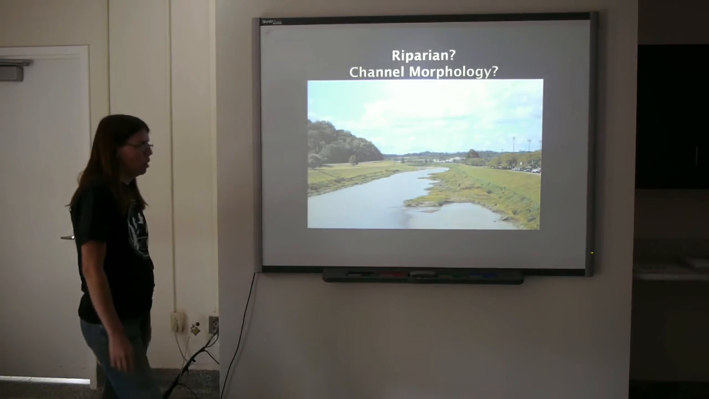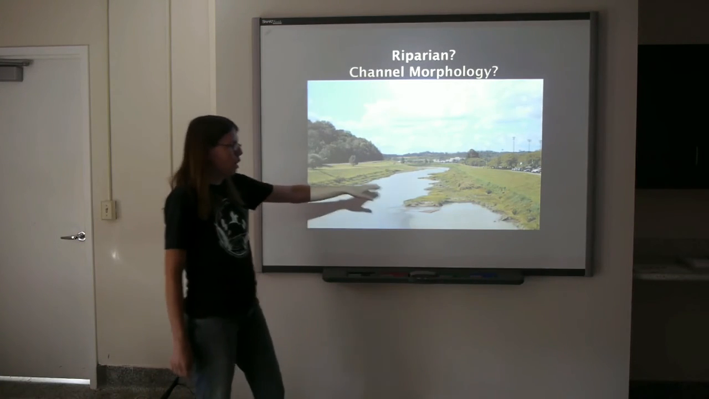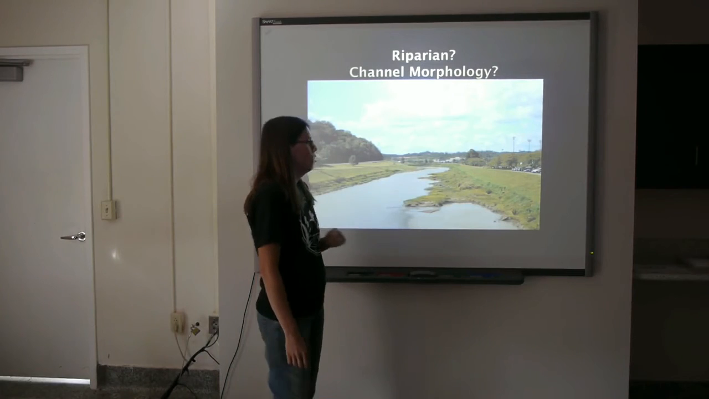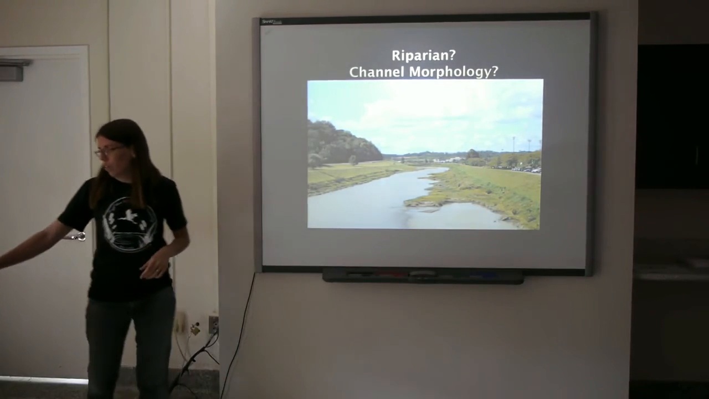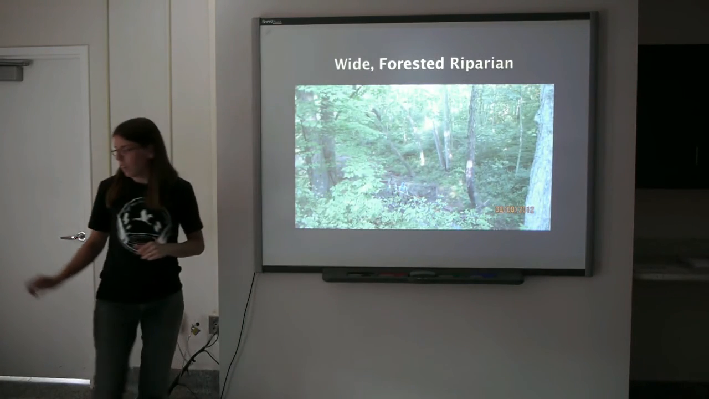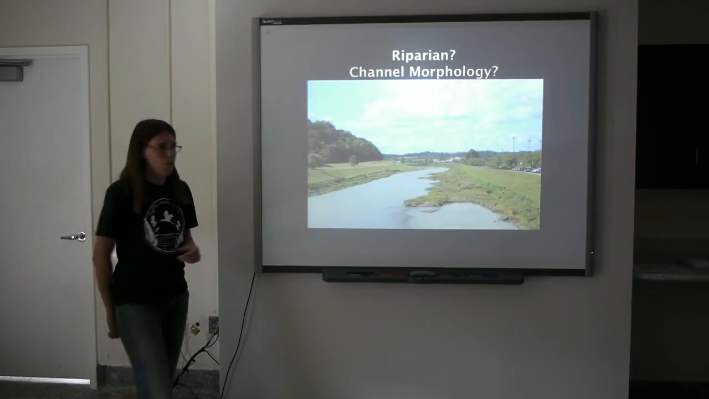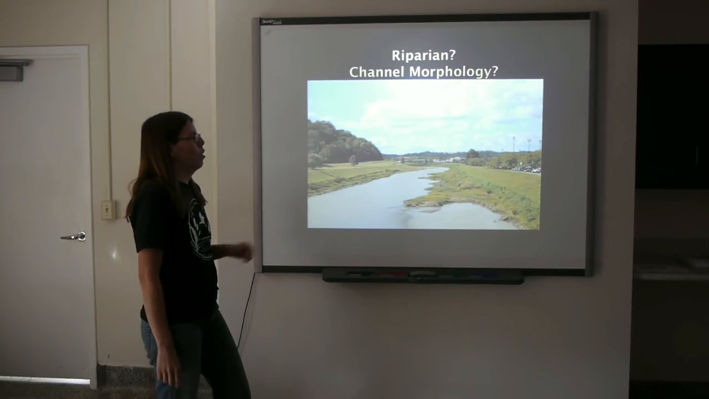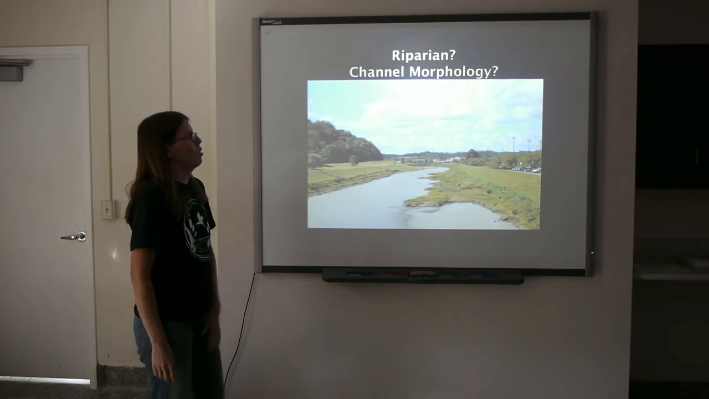Channel morphology. The stream channel is trying to develop some morphology, but it is a channelized section. So definitely very different from this forested stream with a wide forested riparian compared to the Hocking River and its channelized section, mowed all the way to the side of the water, very straight, very low sinuosity.